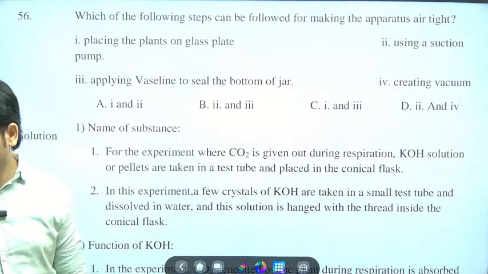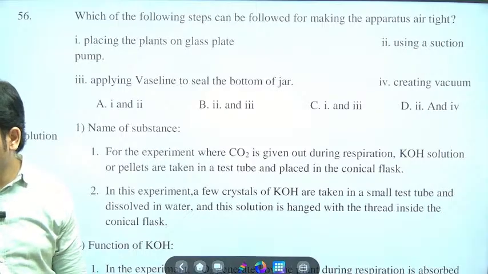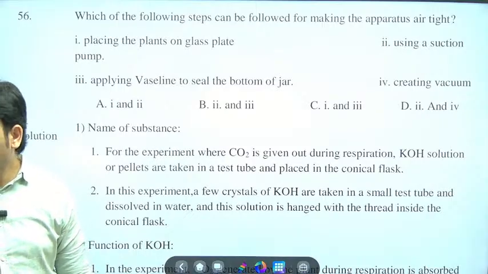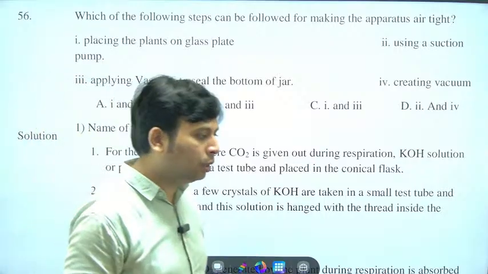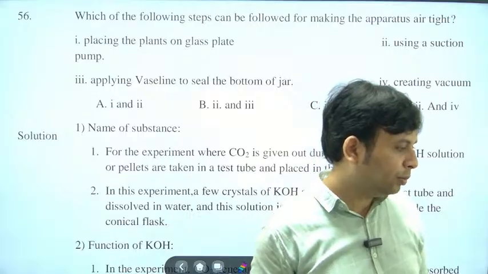Think about your answer, and I am going to discuss this answer with you. Match your answer, whether your answer is correct compared to my answer or not.